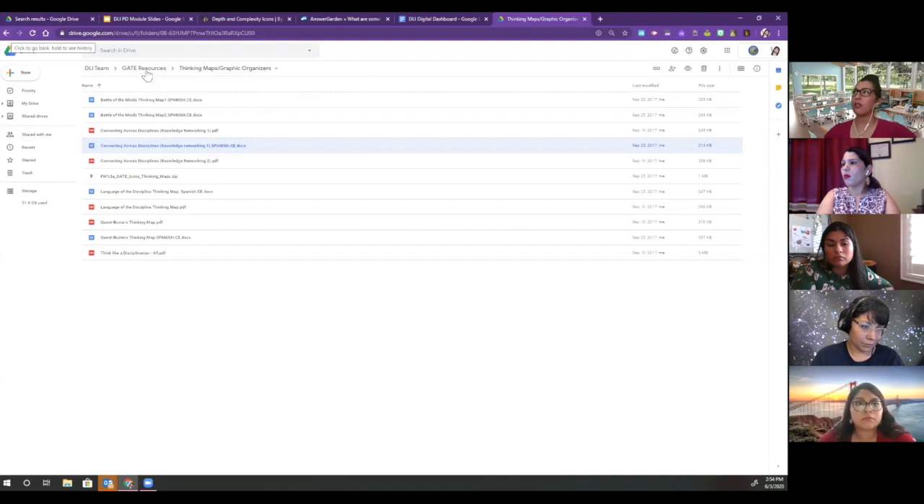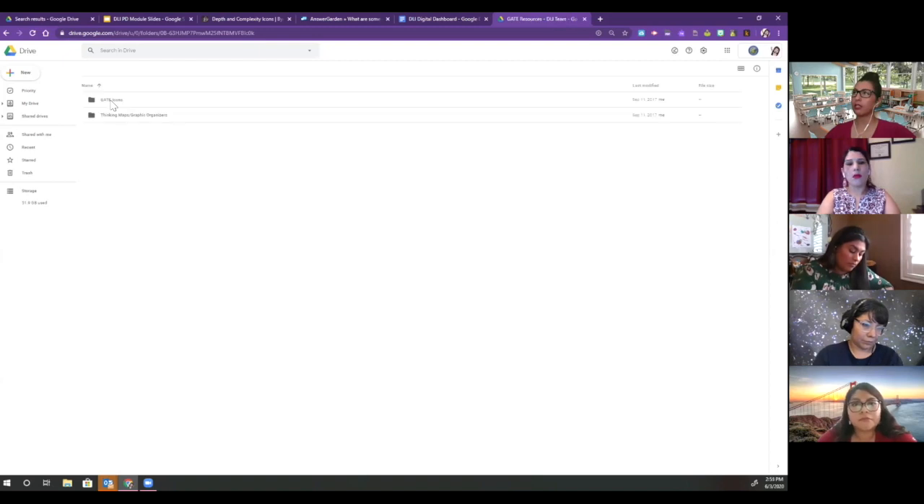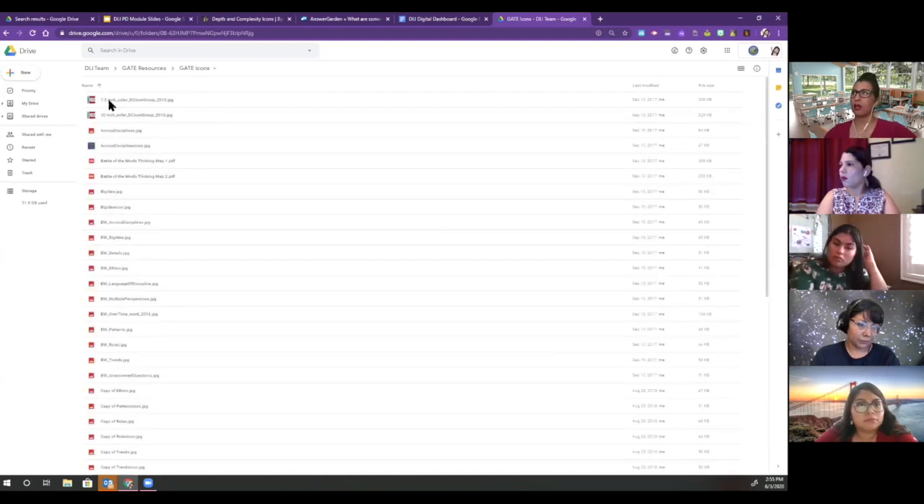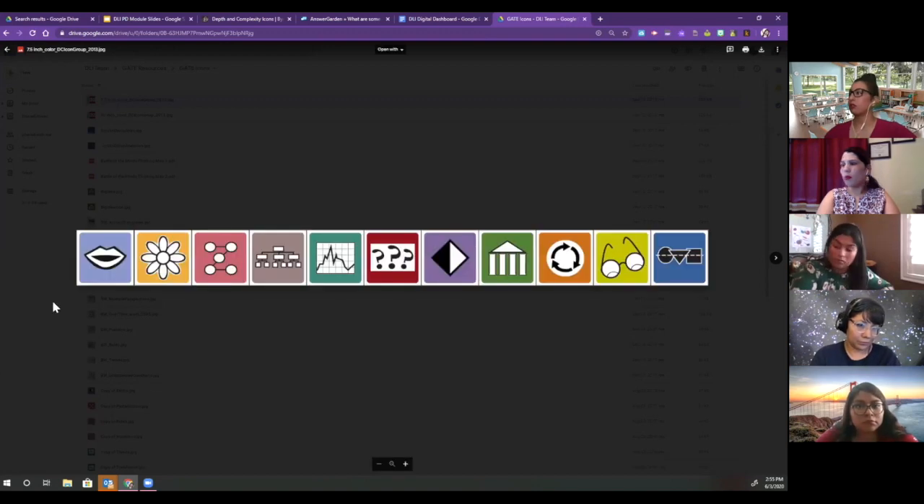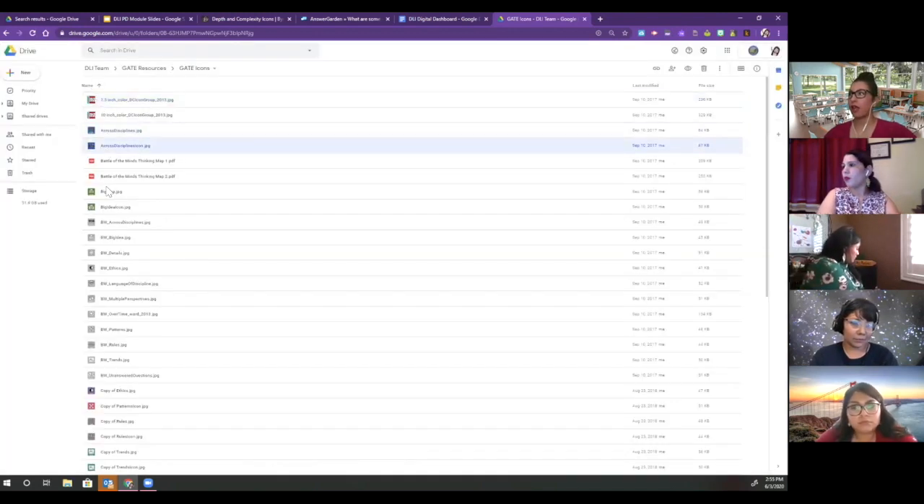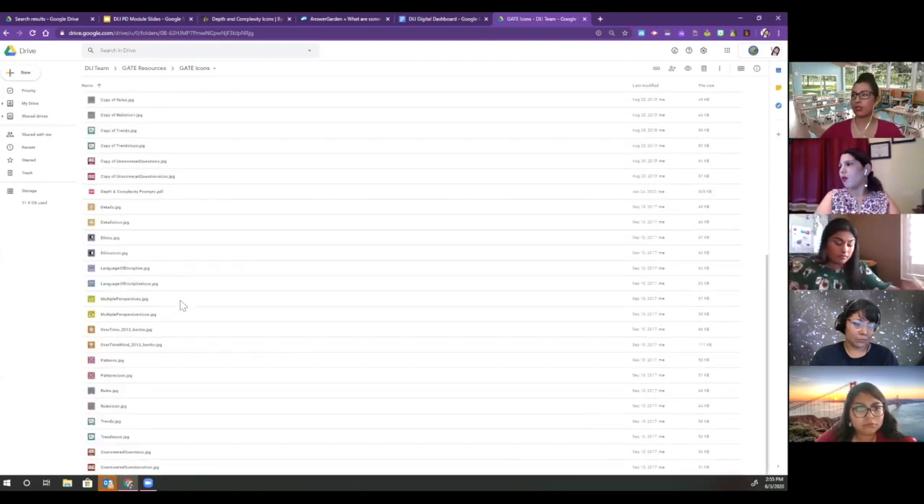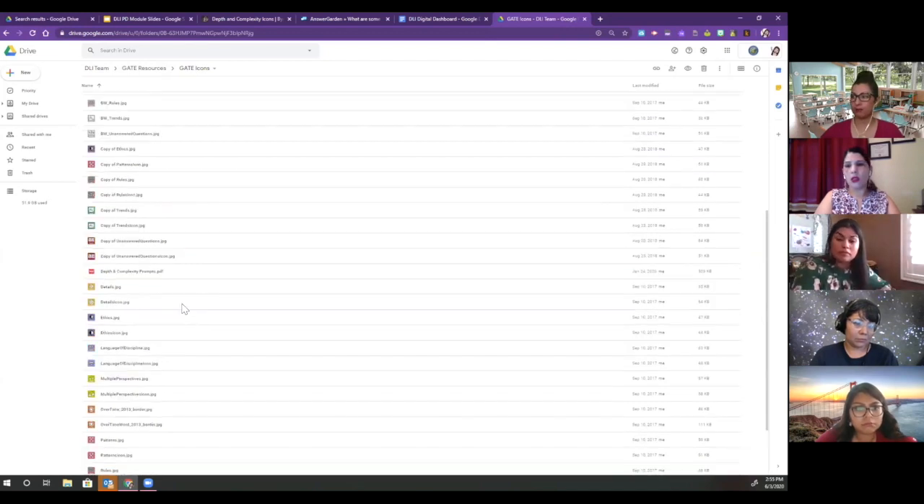And then another thing that's in the Gate Resources are the icons. In case you just wanted to copy and paste the images, the icons are here. If you want to just snip and use, they're there. And there are all kinds of icons you can clip, some bigger, some smaller, however you want to use them. But as you can see, there are several.